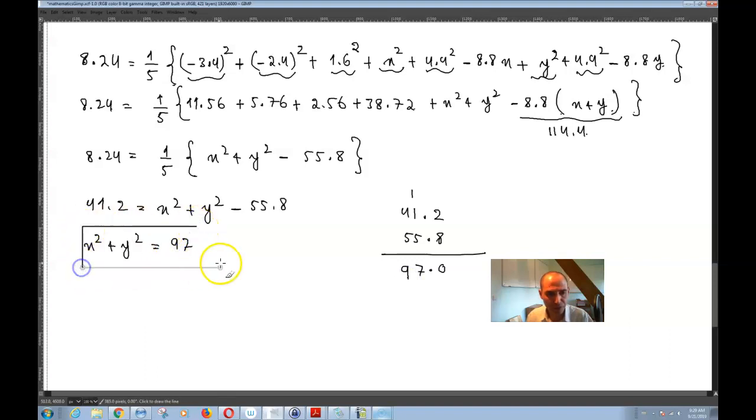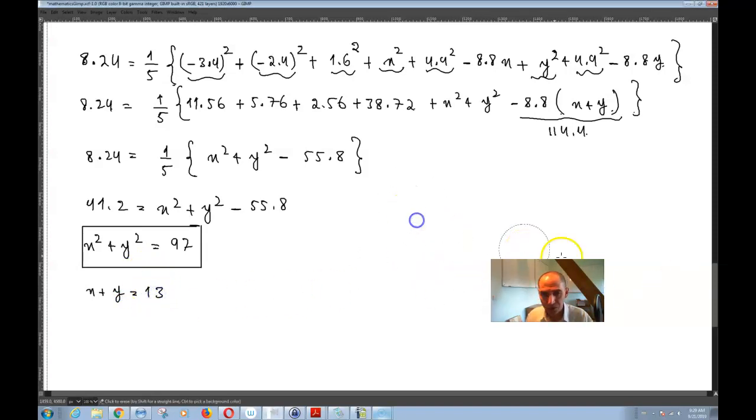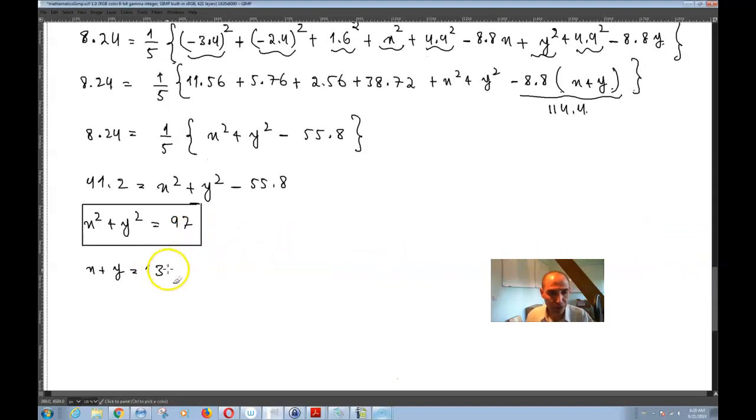So that is x squared plus y squared equals 97, and basically we said that x plus y is equal to 13. Now, the way that you can solve these equations is that there is a trick here. You can take this equation and raise both sides to the second power, meaning 13 squared.